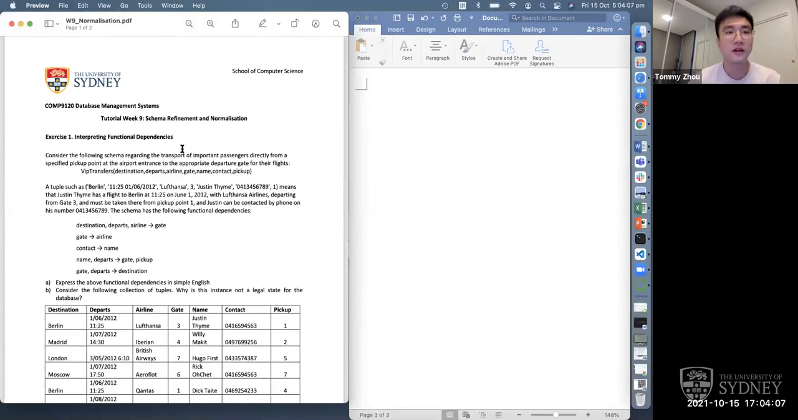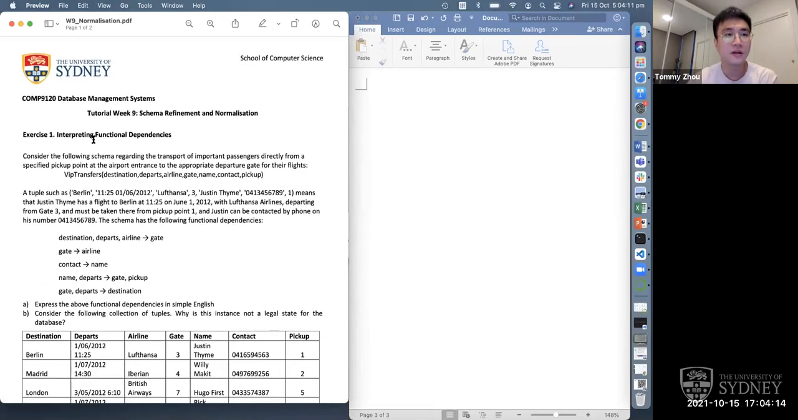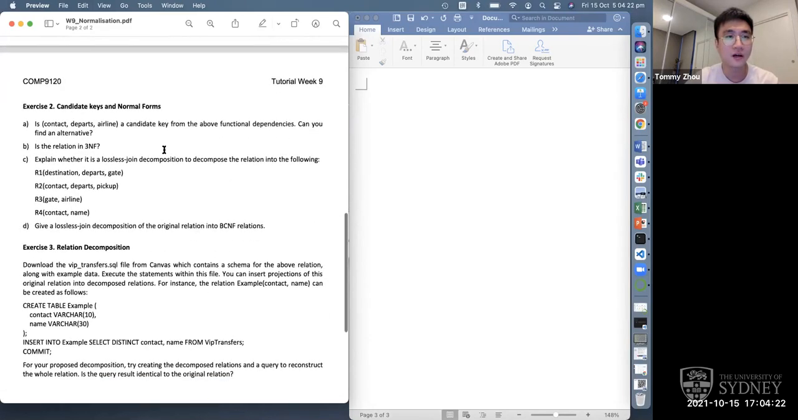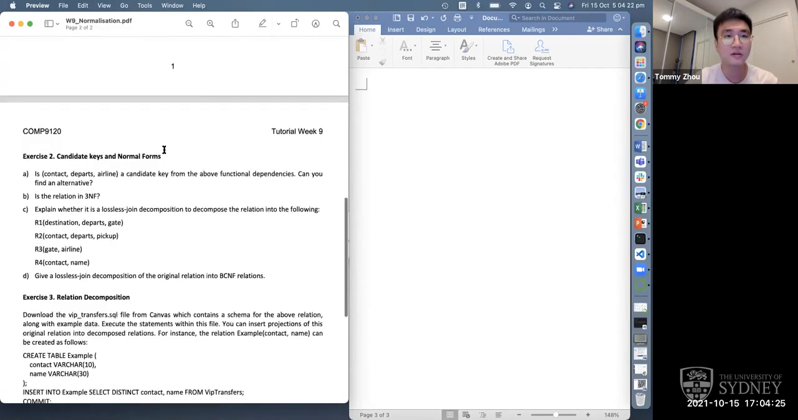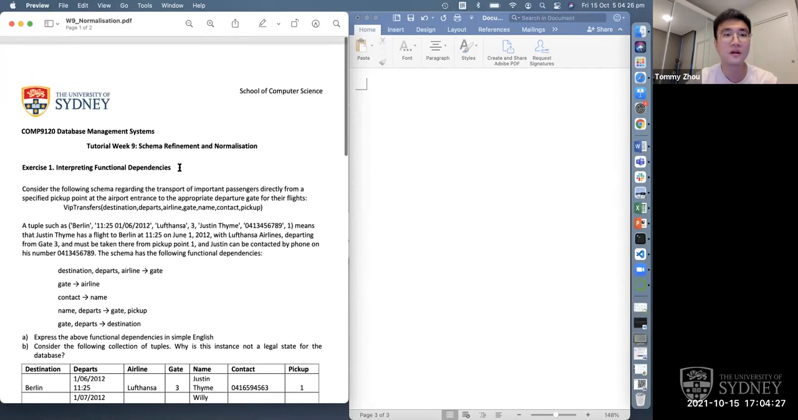Okay, tutorial week 9, schema refinement and normalization, which is a pretty interesting topic. So exercise 1, interpreting functional dependencies. We've got a couple more questions than we'd expected, so I don't think everyone will have time for breakout rooms. So we're going to do all these questions all together, all right?